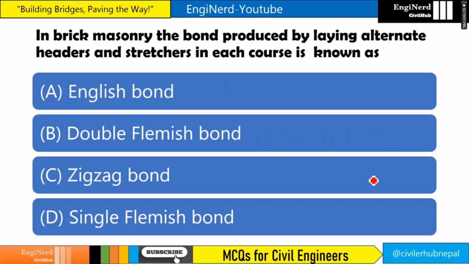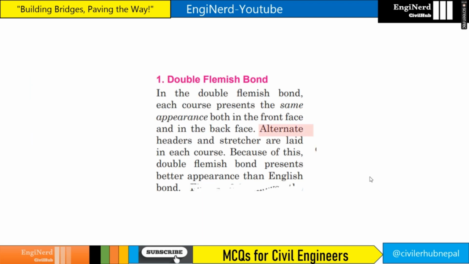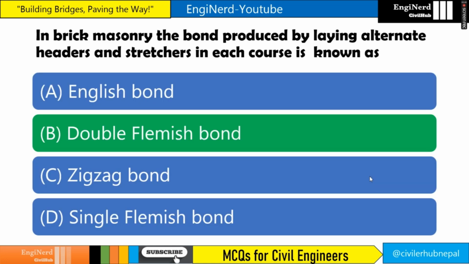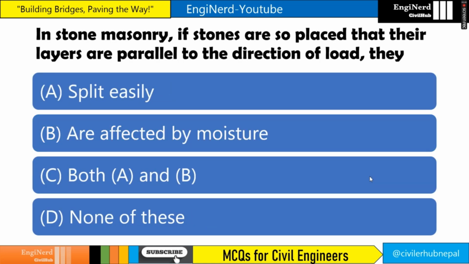So in brick masonry, the bond produced by laying alternate headers and stretchers in each course is known as... alternate headers and stretchers in each course, right? So this is double Flemish bond. In double Flemish bond, if you see, alternate headers and stretchers are laid in each course, so the answer is double Flemish bond. In stone masonry, if stones are so placed that their layers are parallel to the direction of load, they split easily. They are affected by moisture. So both A and B are the answer.